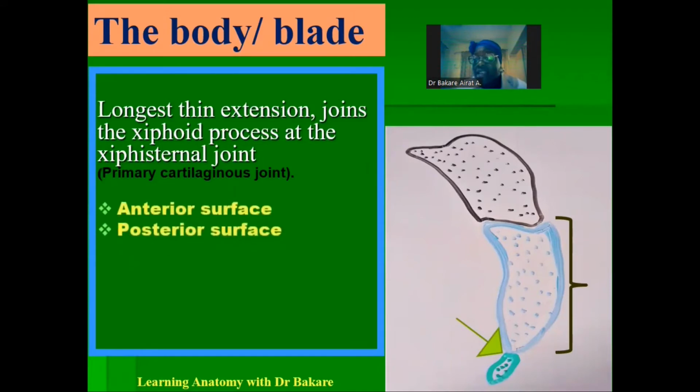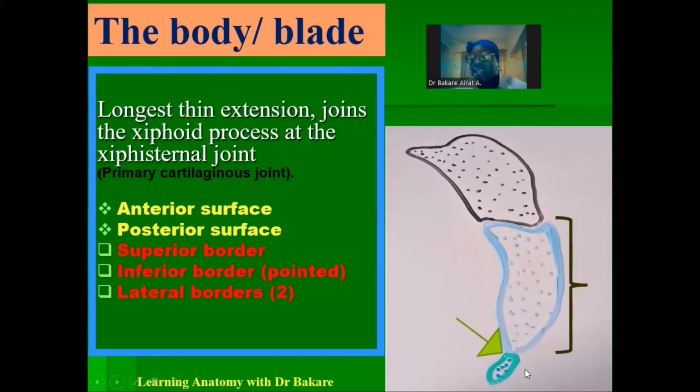Also to add that the body of the sternum or the blade also has two surfaces. It has the anterior surface and also a posterior surface. The anterior surface is the surface that is directed anteriorly, while the posterior surface is the surface that is directed posteriorly. Also, it has four borders. It has the superior border, and this is the superior border. It is at the region of the superior border that it connects with the manubrium, and an inferior border that is seen at the inferior region where it connects with the xiphoid process at the xiphisternal joint.